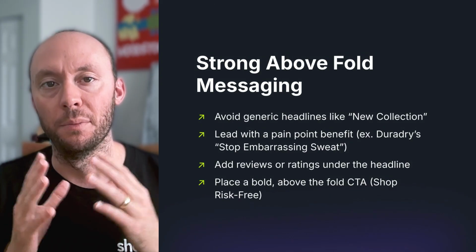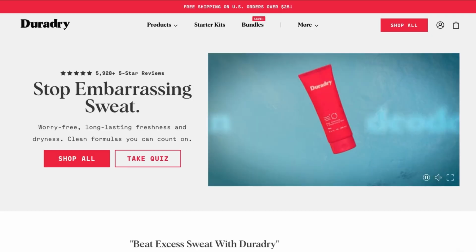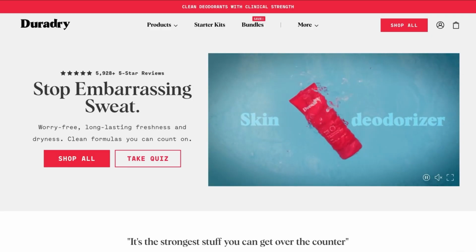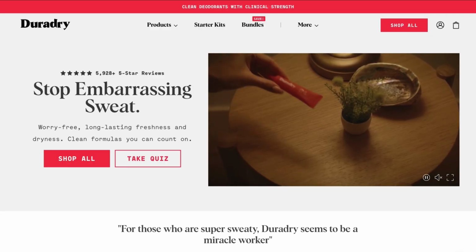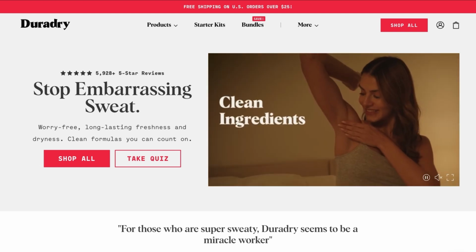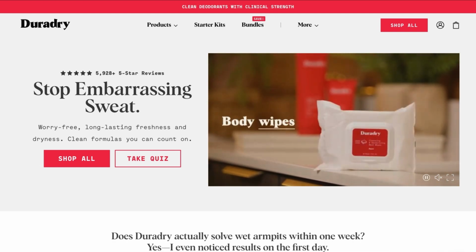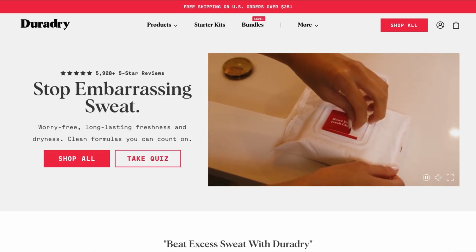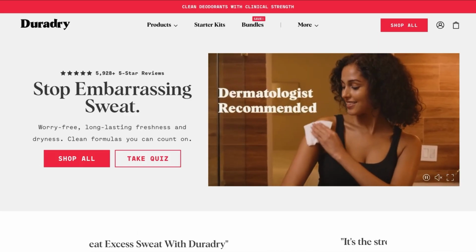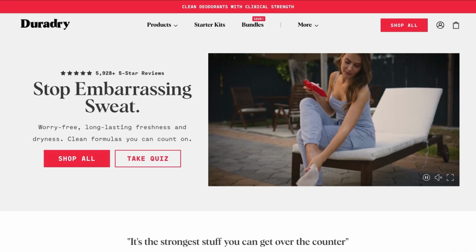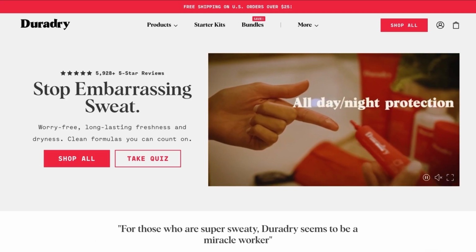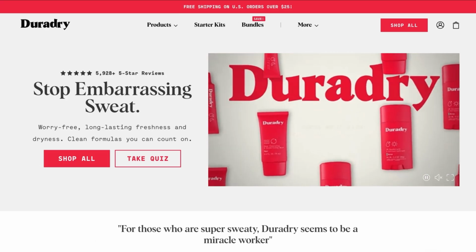Look, it goes without saying, folks, you need strong above the fold messaging. We've got a great brand here, and here's their example. Stop embarrassing sweat. They're leading with a pain point, okay? A very key pain point that a lot of people are embarrassed about, okay, when they go to shop for a certain product like this. This is a great hook, and it beats vague headlines like new product here, or, here's a deodorant you might like. No, stop embarrassing sweat.